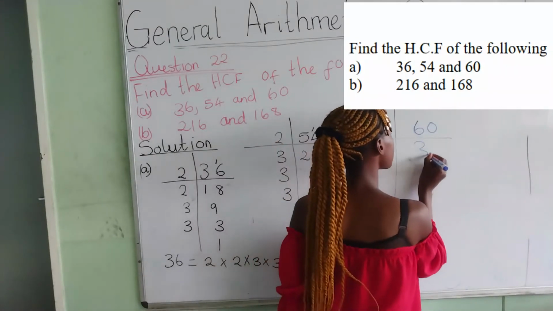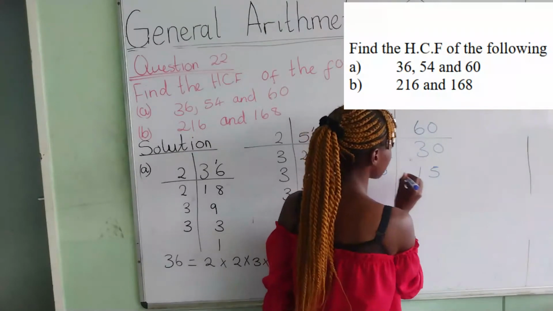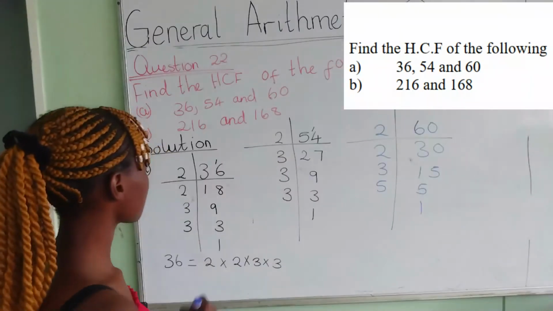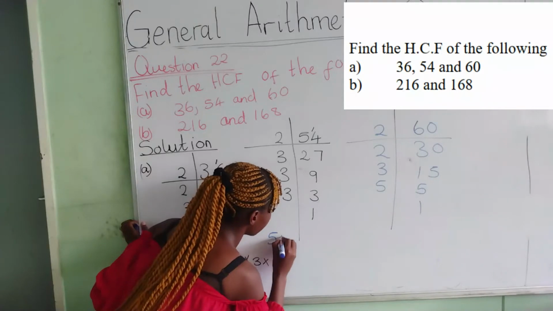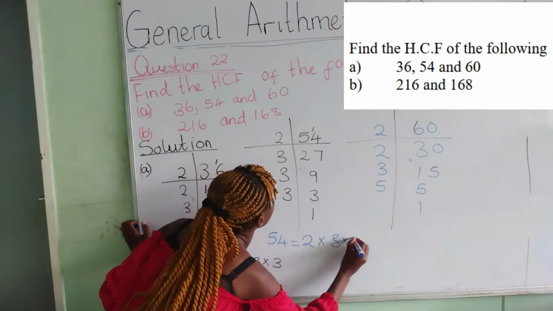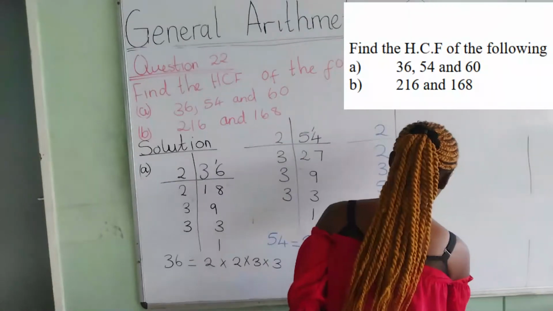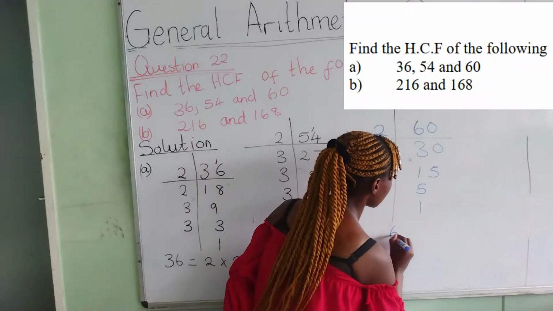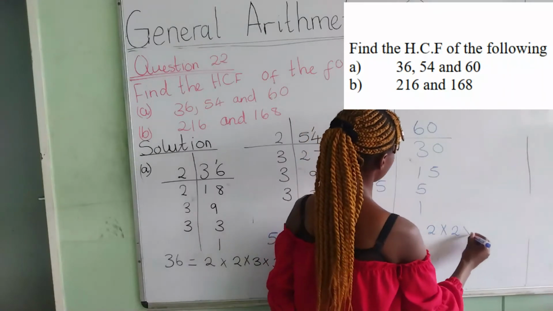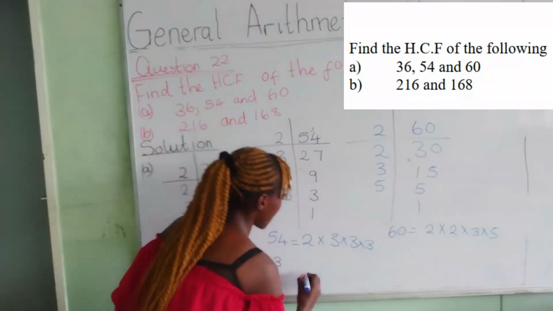2 into 60 is 30. 2 into 30 is 15. 3 into 15 is 5. 5 into 5 is 1. Okay, so for this part, 54 is equal to 2 by 3 by 3 by 3. And for 60, it's going to be 60 is equal to 2 by 2 by 3 by 5.